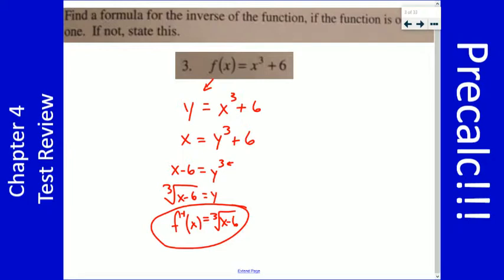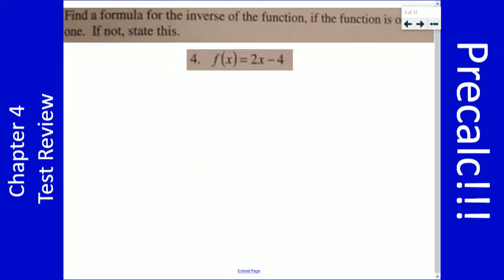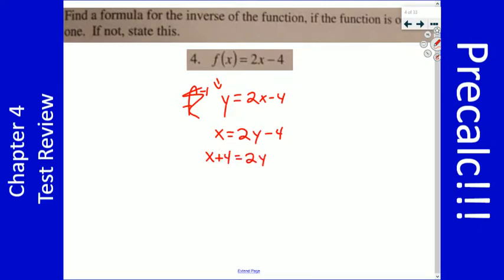Okay, moving on to number 4. Number 4, f of x equals 2x minus 4. Again, this is a 1 to 1 function. So we're going to take this f of x and make it a y. And that's going to be equal to 2x minus 4. We're going to swap x and y and get that x equals 2y minus 4. And then we want to solve to get y by itself. So we're going to add 4 to both sides to get x plus 4 equals 2y. And then we want to get y by itself, so we're going to divide both sides by 2. So we're going to get (x plus 4) over 2 equals y. And then that thing is equal to our inverse, f inverse of x.